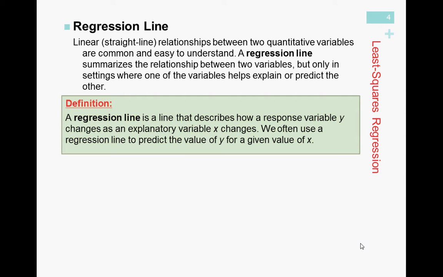So here's our official definition. A regression line is a line that describes how a response variable y changes as an explanatory variable x changes. We often use a regression line to predict the value of y for a given value of x. So it tells us how y changes as x is changing. And this points out one of the biggest perks: it allows us to use the information we already know to then predict things we don't know, whether it be because it's in the future or just a different value than we see, anything like that.